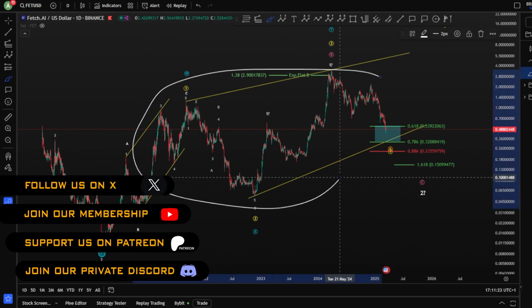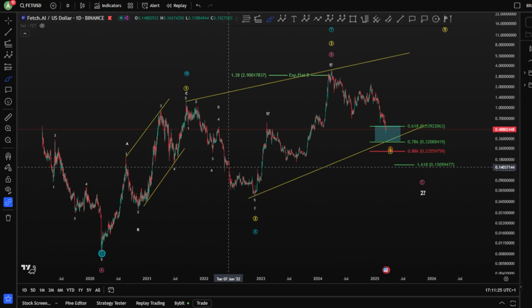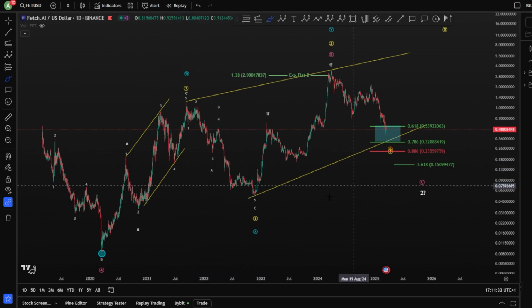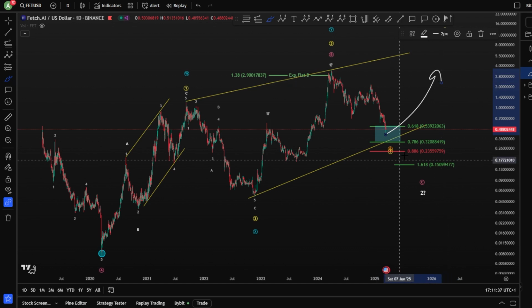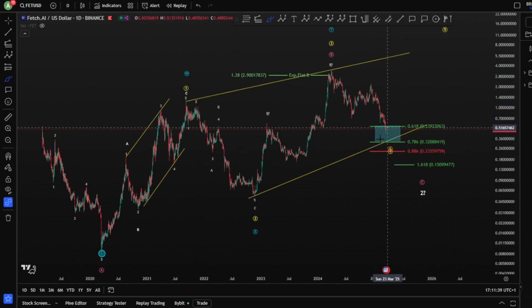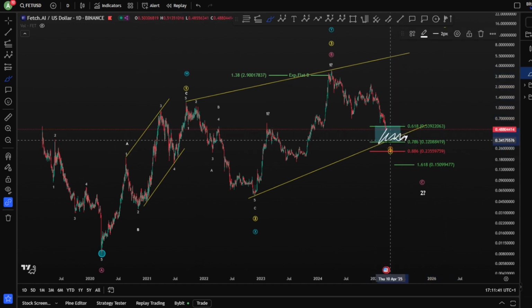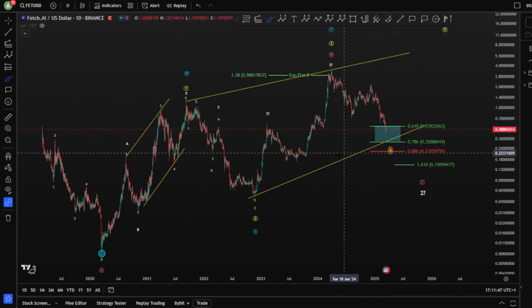Starting on the daily chart for the overview scenarios, bullish and bearish, and what to expect. Of course, as we know, the bullish scenarios are dominant on the chart of FET. We are very bullish from this area, the blue box of opportunity. Whatever happens in this area, we are expecting to move toward the upside, and I'm gonna explain exactly why.